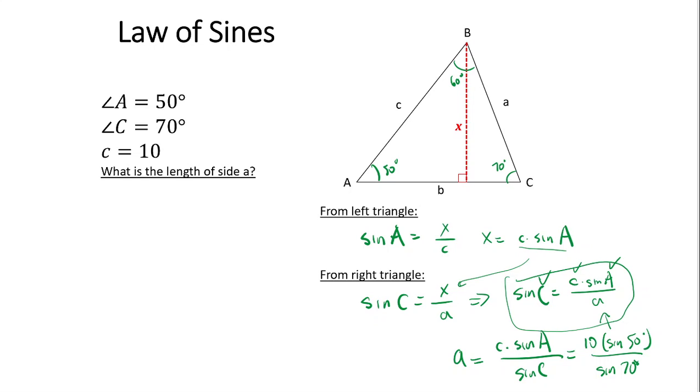That should be, I think, about 8.15. Okay, so side length A is 8.15, and we didn't use any special tools here. All we did was this concept of dropping an altitude, and this, of course, can be generalized.